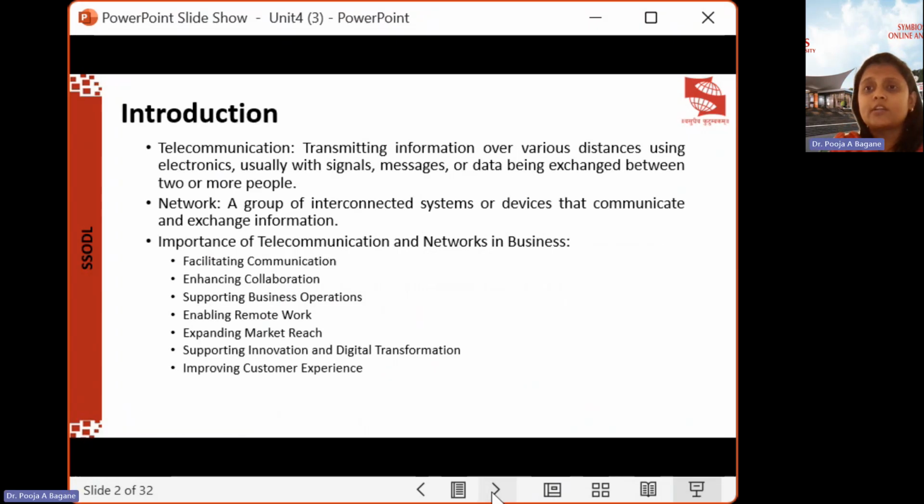So telecommunication is about transmitting information over various distances using electronics, usually with signals, messages, or data being exchanged between two or more people. Then what is a network? A network, we can say, is a group of interconnected systems or devices that communicate and exchange information. Networks are sometimes restricted, sometimes large scale, depending on the geography they span. Further, a system could be grouped according to topologies and according to protocols.